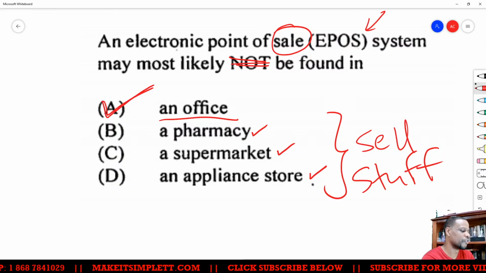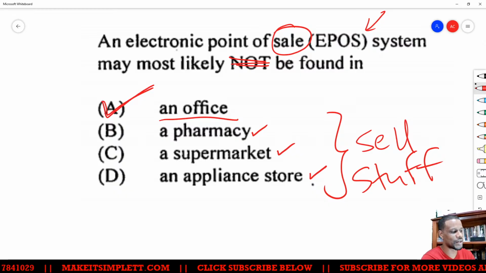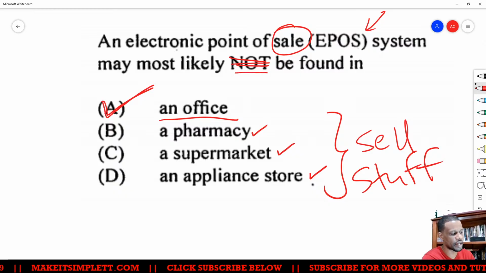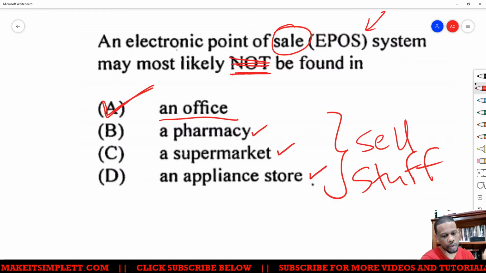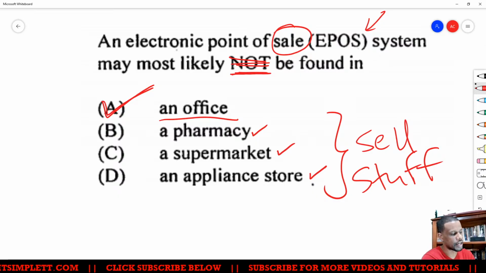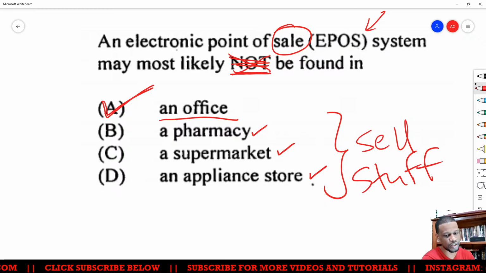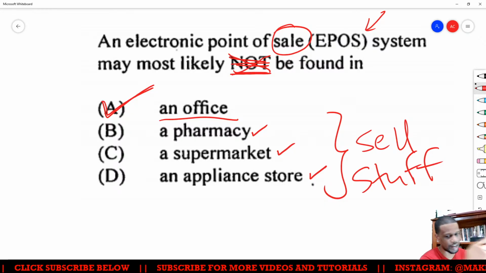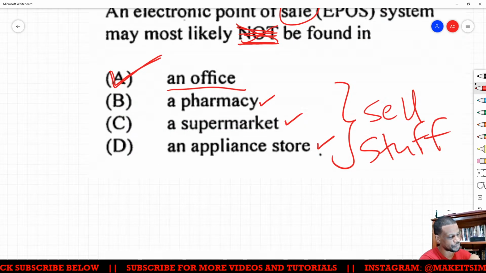So yeah, office will be the answer here. But I put this question in because it's one of those questions where you get confused with the not. So what I want you to do is just ignore the not and read the question as is, and then you can go through and find all the correct ones, and by process of elimination, you'll have one left, and that'll be the answer, right?